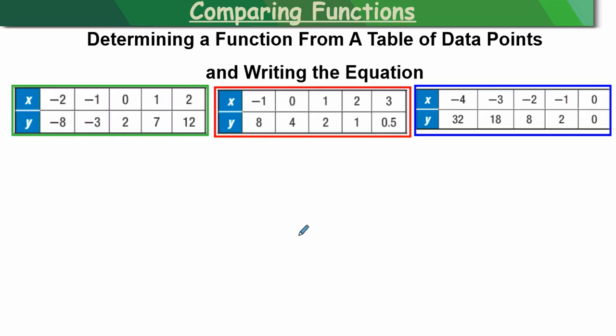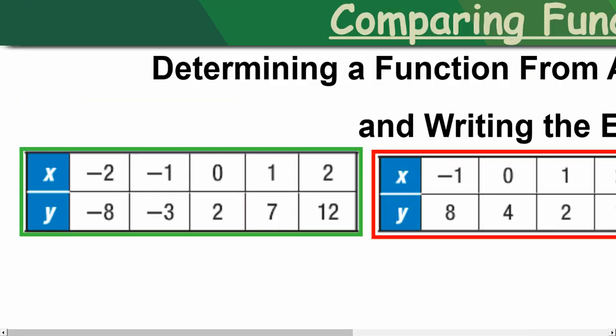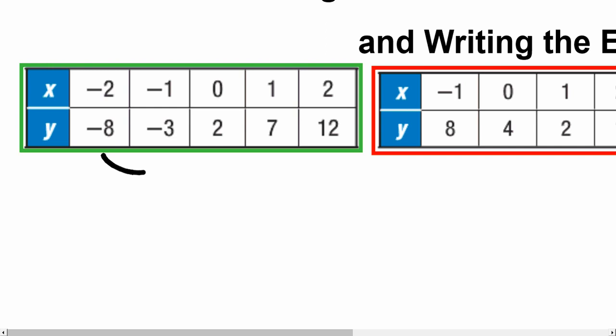The next thing you should be able to do is not only identify what type of function it is based on a graph, but if I give you a table or a data set. If I give you a data set, you should be able to determine what type of function it is. What you're going to do is look and see how the y's are changing. So if I look at this first data set here, let's zoom in on it. I see that the y's are changing by adding 5 every time.